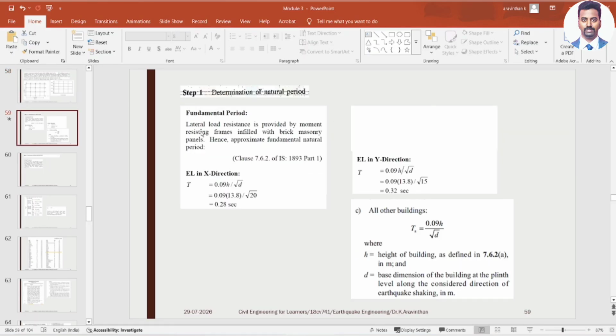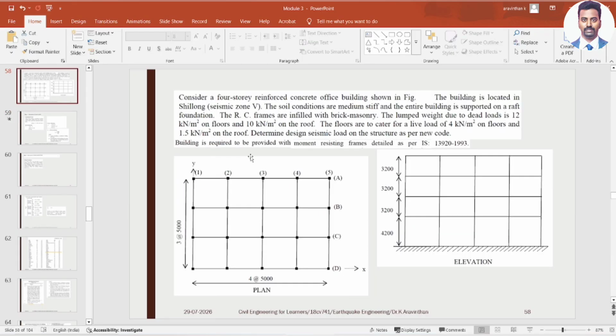Here you can see the load resisting system is provided as a moment resisting frame infilled with brick masonry panels. If you are providing the walls, you can get that natural frequency in ETABS. Now we are just comparing what we have done here. So that is why infill is not provided in ETABS. It is being converted into load.